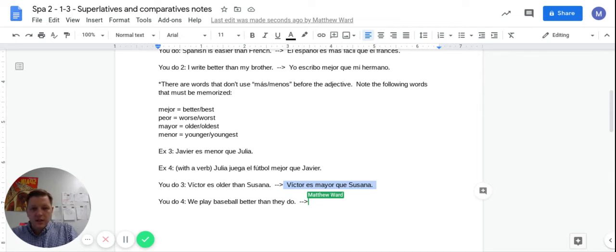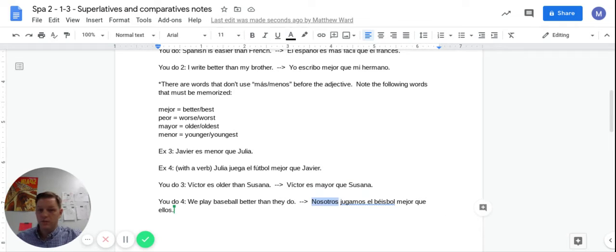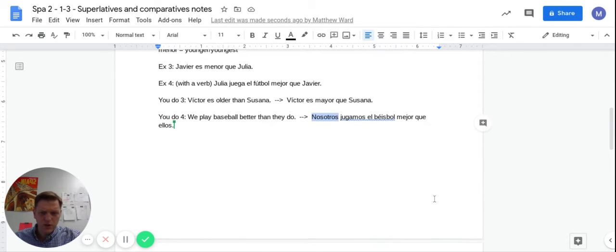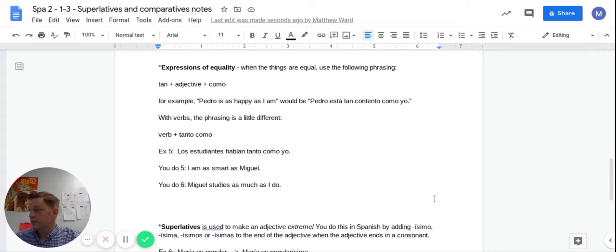Did you get that? We play baseball better than they do. Nosotros jugamos el béisbol mejor que ellos. So remember that the word nosotros right here is an optional word. You don't need nosotros in Spanish. How are we doing so far? Any questions? Two more topics: expressions of equality and superlatives.